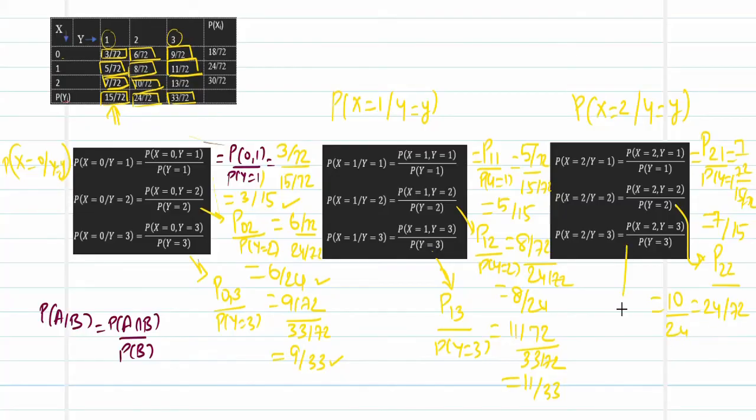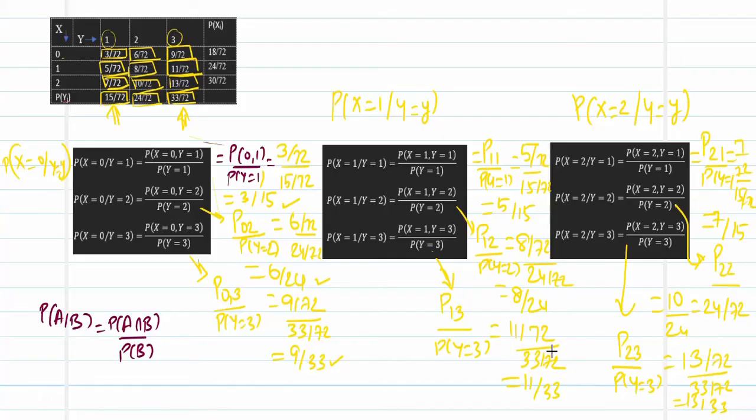So the last value over here is probability of x equal to 2, y equal to 3. So it is P of 2, 3 divided by probability of y equal to 3. So the value of P of 2, 3 is 13 by 72. 13 by 72 divided by probability of y equal to 3, which is over here, 33 by 72. So the final answer will be 13 by 33.